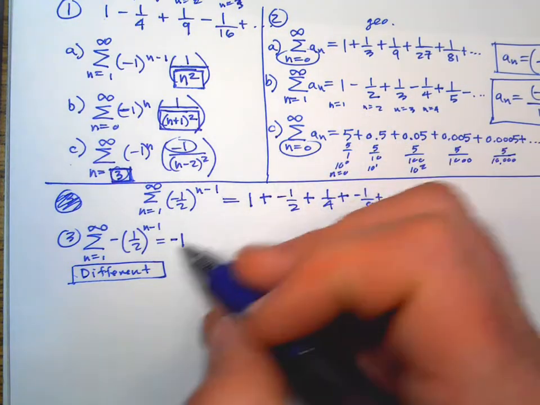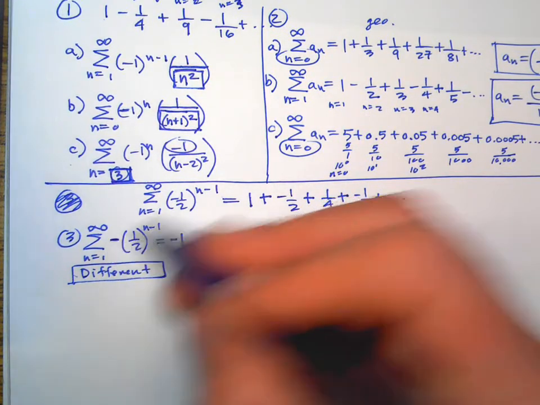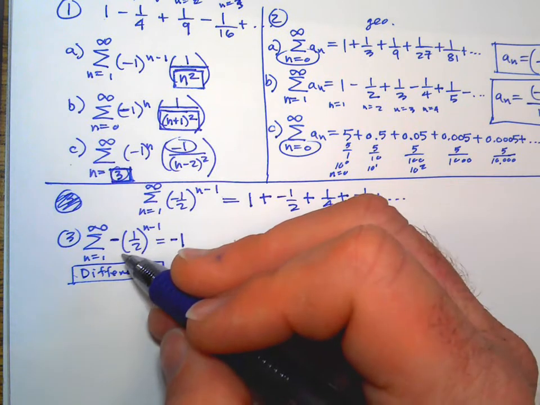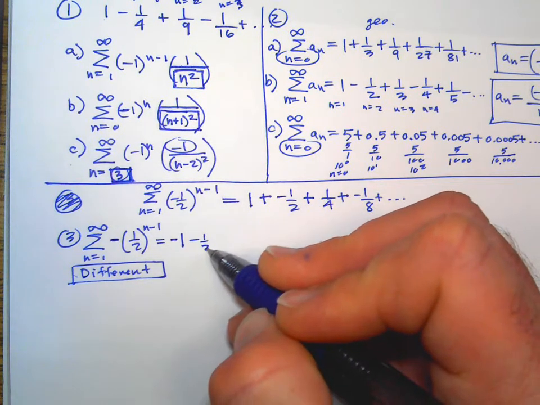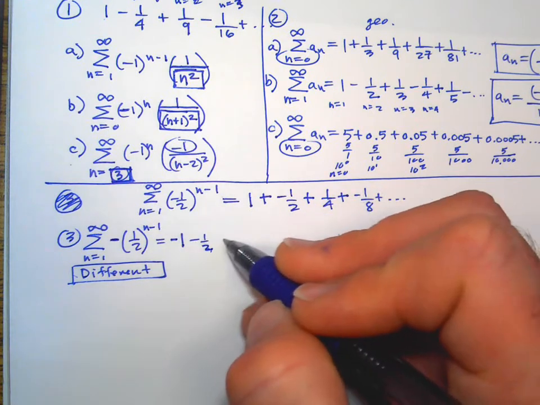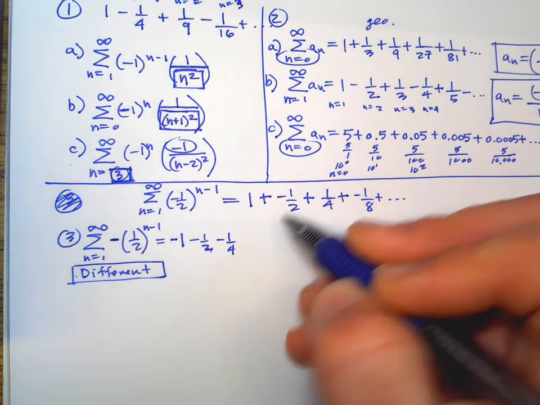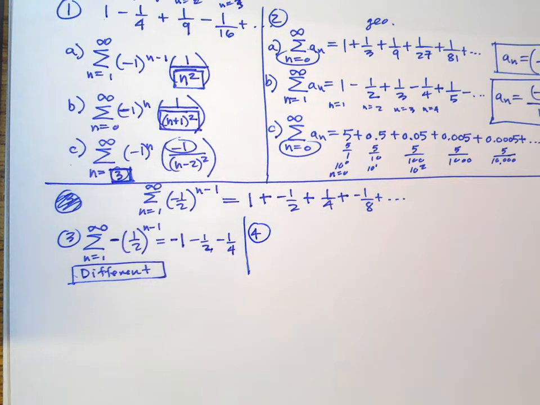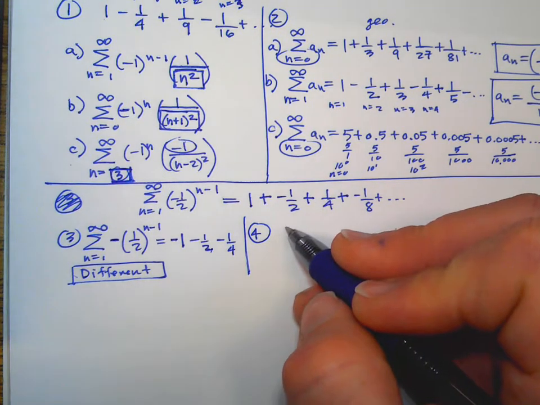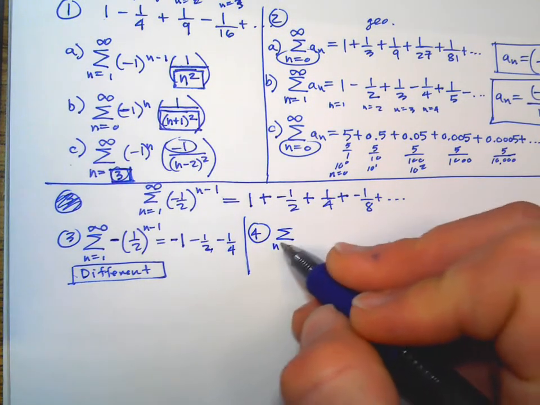All the terms are going to end up negative because they all have a negative in front. If you do n equals 2, it's going to be negative 1/2. You do n equals 3, it's going to be negative 1/4. So it's close. It has all the numbers, but it doesn't have the negative positive pattern correct. So it is different. Next one.